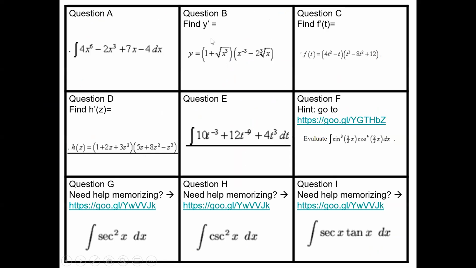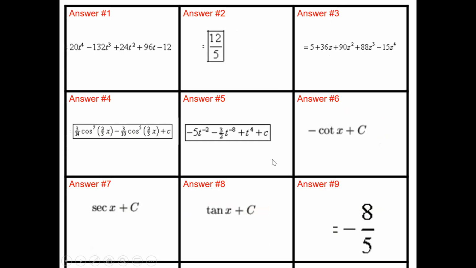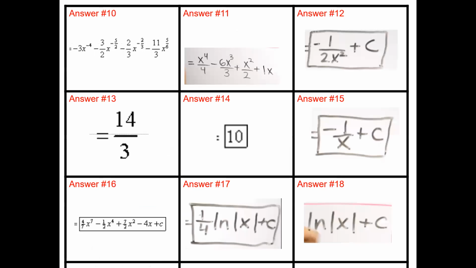So here are some of the questions: A, B, C, D, E, F, G, H, I. You can pause this and start working on it. Now, if you need some help with this, I do have the links that you can go ahead and type in to get some assistance. And then J, K, L, M, N, O, P, Q, R. And so here are some other ones that you can go ahead and practice with as well. And of course, if you want to check your answers, I have the answers given to you right here, all the way up to number 18.